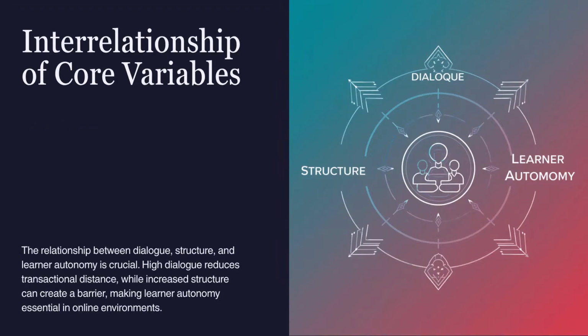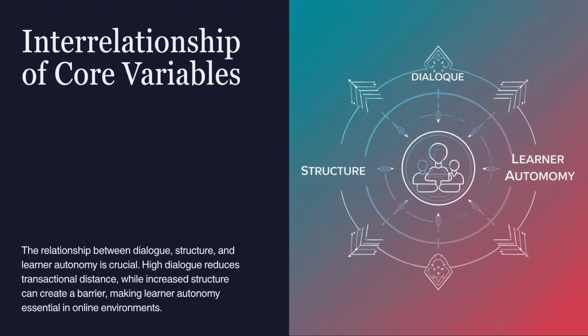Now, interrelation of core variables. The relationship between dialogue, structure, and learner autonomy is crucial. High dialogue reduces transactional distance, while increased structure can create a barrier, making learner autonomy essential in online environments. The relationship between these variables is what makes this theory powerful. When dialogue is high, transactional distance decreases because students feel supported.